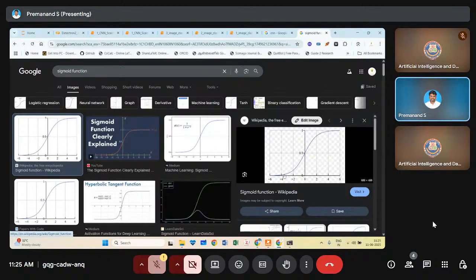Just for the example, a sigmoid function. The result is given based on the value on the y-axis. Okay? So it's not about zeros and ones, it's about the values between zeros and ones.